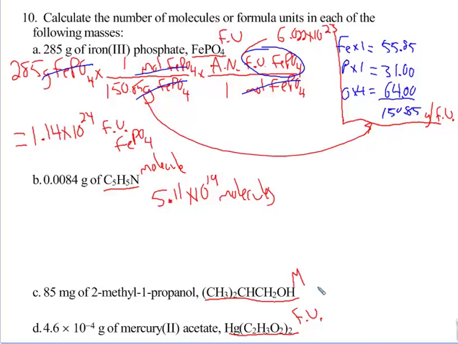If we look at sample problem C, we have 6.91 times 10 to the 20th molecules of 2-methyl-1-propanol. And then D, the last one, is formula units because it's metals and nonmetals. 8.70 times 10 to the 17th formula units of mercury 2-acetate.